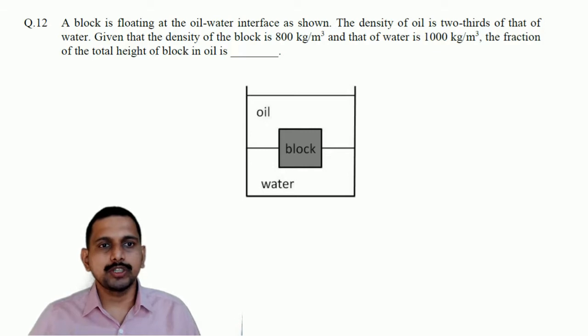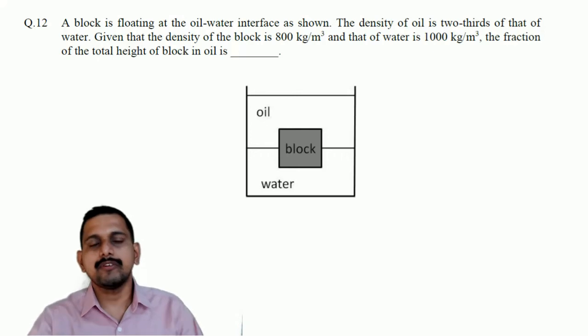A block is floating at a water-oil interface as shown in the figure. The density of oil is 2/3 that of water. Given that the density of the block is 800 kg per meter cube and water is 1000 kg per meter cube, the fraction of the total height of the block in oil is dash.